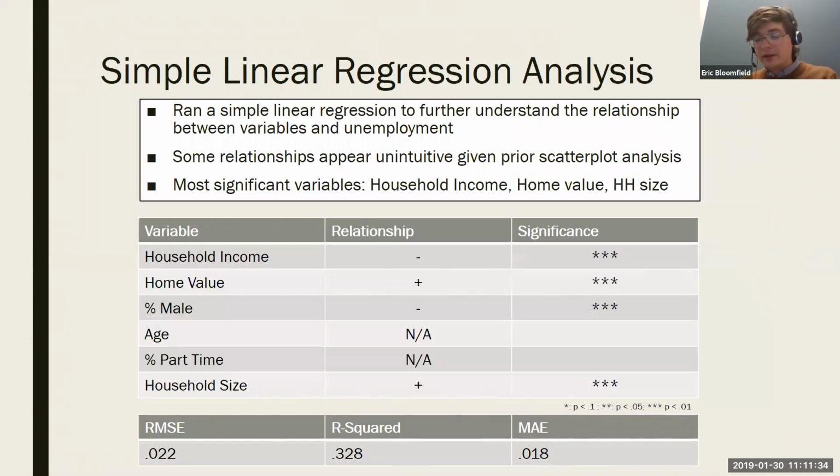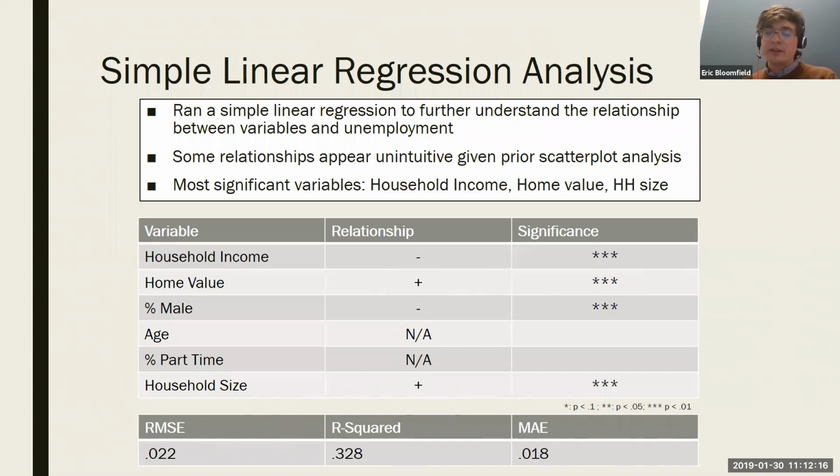My final aspect of the exploratory analysis was to run a simple linear regression. So this helps us further understand the relationship between variables and unemployment. When we do the machine learning model, it's harder to interpret the effects of individual variables on the ultimate prediction. So this gives us a good idea of what we might expect to see once we create that machine learning model. So this table here shows different variables as well as the direction of their relationship. So this is basically the sign on the coefficient that comes out of the output. The actual effects of these variables are very small, in the orders of like millionths of a percent. So I left that out just in favor of the direction of the relationship.